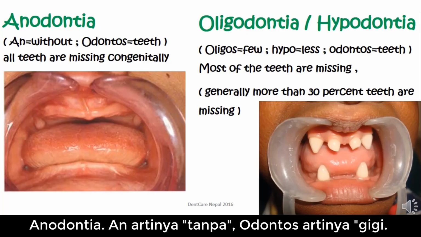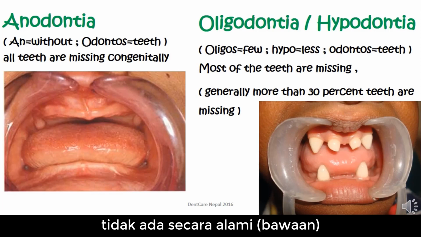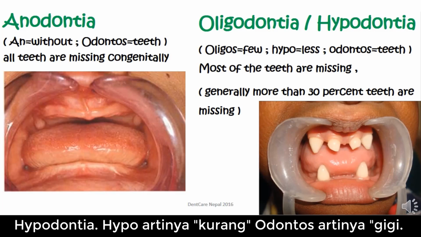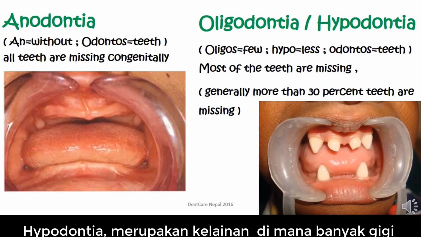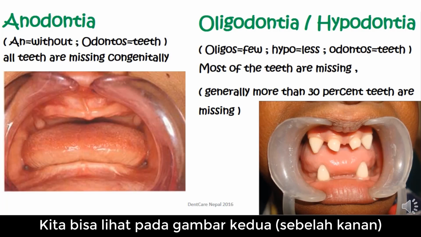Let's start with the developmental defects based on the number. Anodontia. An means without. The root word an means without, odontous teeth. In anodontia, all teeth are missing congenitally, as we can see in the first figure. Similarly, oligo is few, or hypodontia. Hypo means less, as in hypotension means less blood pressure, reduced blood pressure. In hypodontia, most of the teeth are missing. Generally, more than 30% teeth are missing. We can see in the second picture there.